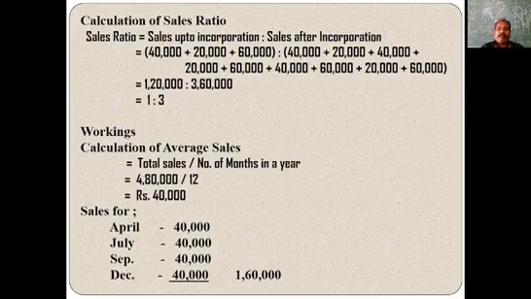Then we come to the working: calculation of average sales. Total sales divided by number of months in a year. Total sales given in the problem is 4,80,000. Number of months in a year is 12. So 4,80,000 divided by 12, we will get 40,000. For April, July, September, December, they have given average sales. So sales for April 40,000, July 40,000, September 40,000, December 40,000, totally 1,60,000.